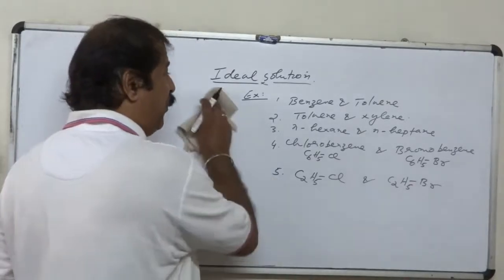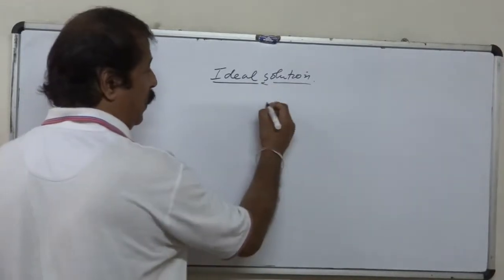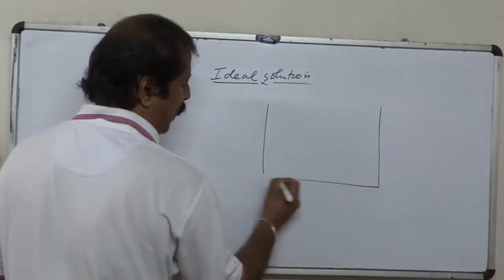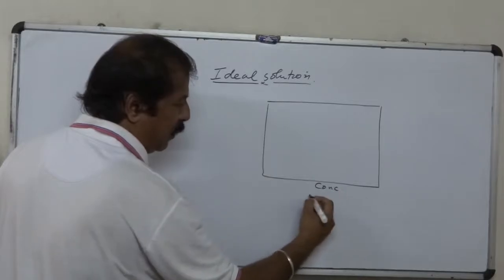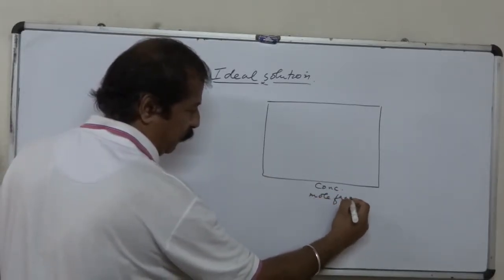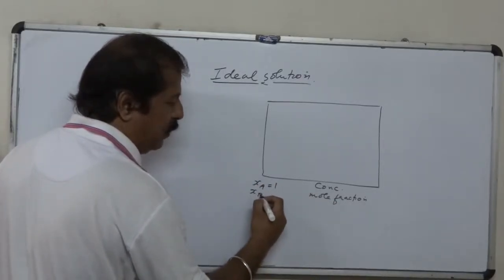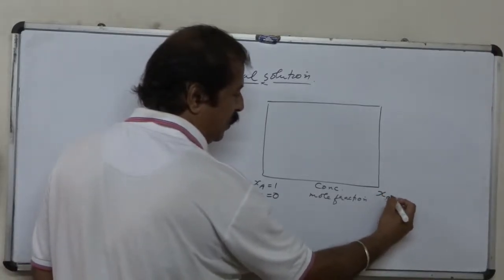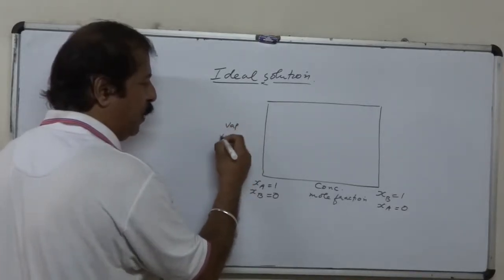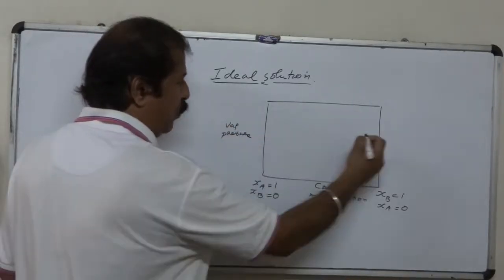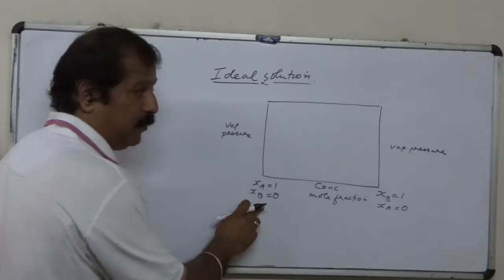We will look into the graphical representation of ideal behavior, ideal solution. So you have to draw the graph. Here in the x-axis you have to give concentration, and the concentration term normally given is mole fraction. Here chi A is equal to 1 and chi B is equal to 0. And here chi B is equal to 1 and chi A is equal to 0. Here in the y-axis you are putting vapor pressure, and here also the second y-axis you are putting vapor pressure.